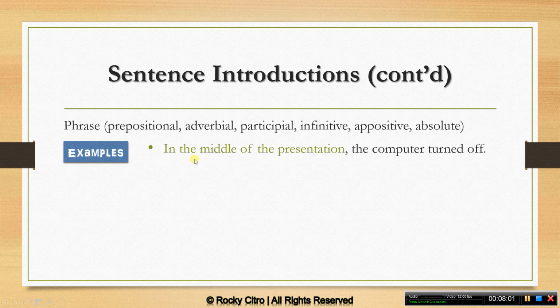First, we have an example of a prepositional phrase. In the middle of the presentation, comma, the computer turned off. Well, we know it's a prepositional phrase because it starts with a preposition. You can look for lists of those online as well. Again, less important to know that it's called a prepositional phrase, and more important to know that we have a group of words here in the beginning of a sentence that can't stand on its own as a grammatically complete sentence, and provides some context or frames or modifies the rest of the sentence.